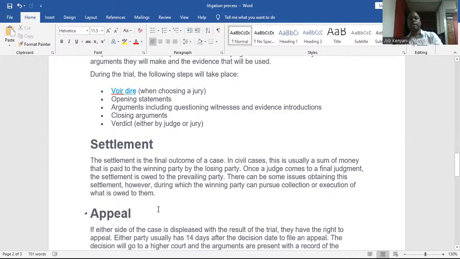The settlement is where, for example, they give a remedy of an injunction or a remedy of damages. That is the settlement that must be carried out by the accused party, the defendant.